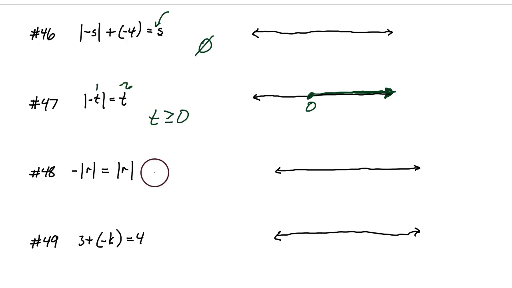Now number 48. This time the answer is r equals 0, because 0 is the only number that will work. R cannot be any other number, because then the left side of the expression will turn out to be a negative number, and this expression on the right will never be negative. So r equals 0 is a dot at 0.